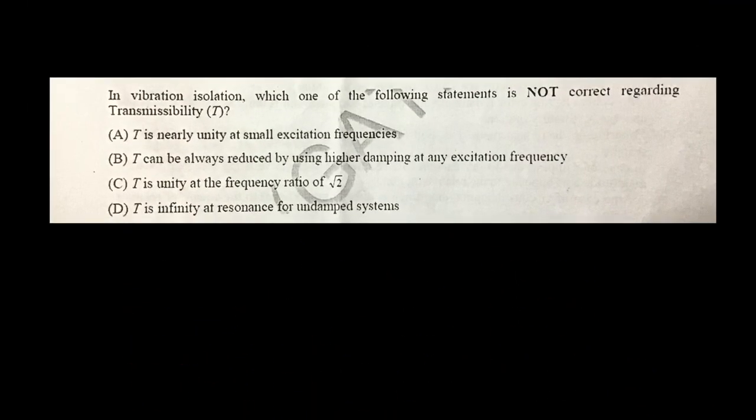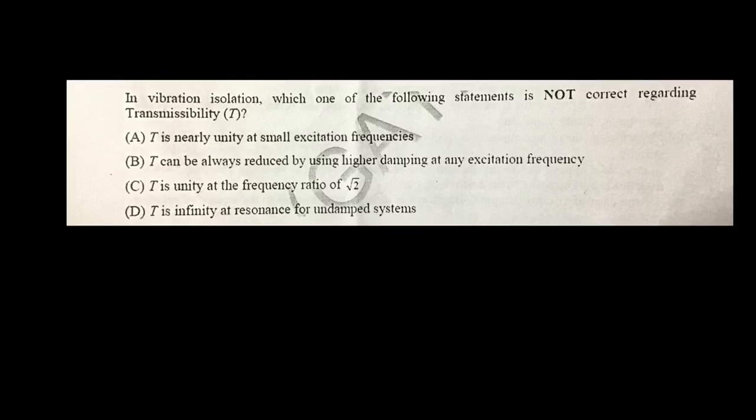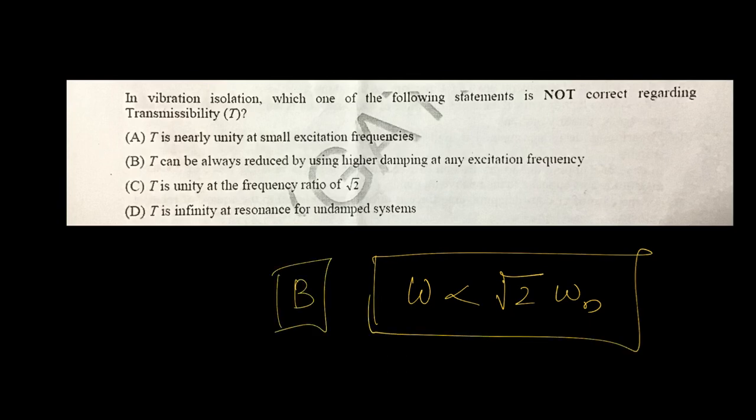The first option says T is nearly unity at small excitation frequencies. Makes sense. We just saw that. Then the second statement is that T can always be reduced by using higher damping at any excitation frequency. That is wrong. This is only true when your excitation frequency omega is less than root 2 times omega n. The B statement is only true in this particular regime. It is not true once you cross that particular value, when your excitation frequency is greater than root 2 times the natural frequency. And then they are saying T is unity at the frequency ratio of root 2. Makes sense. We just saw that.